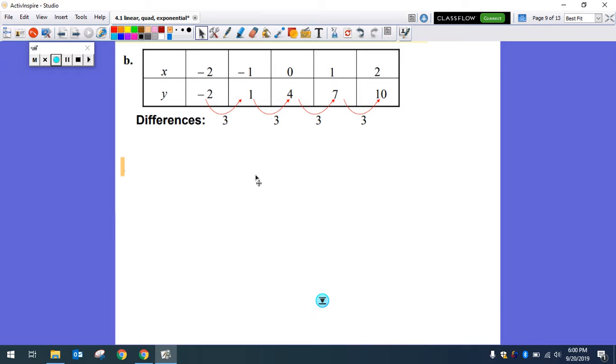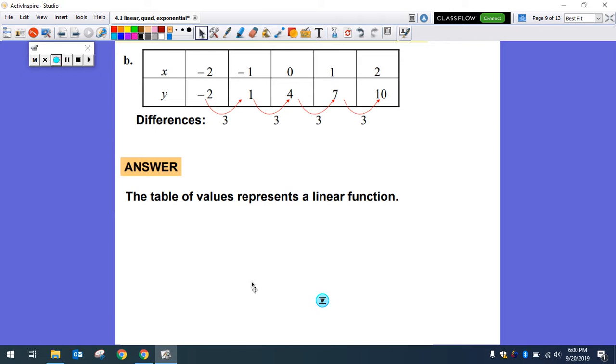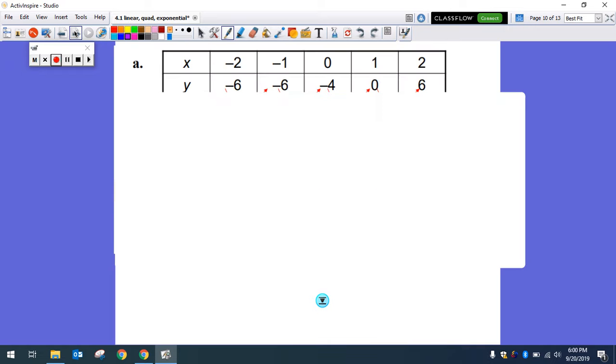To every y, if you add the same thing, that means it's going to be linear, because we added 3 each time. That means it's a linear function. Okay, let's look at this one. Again, we're going to find the differences.